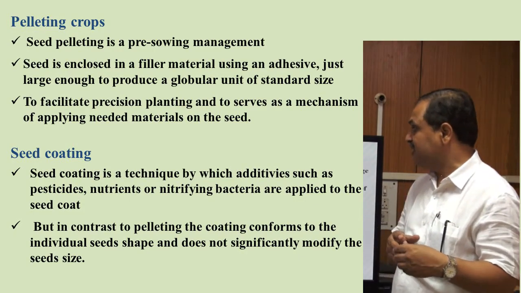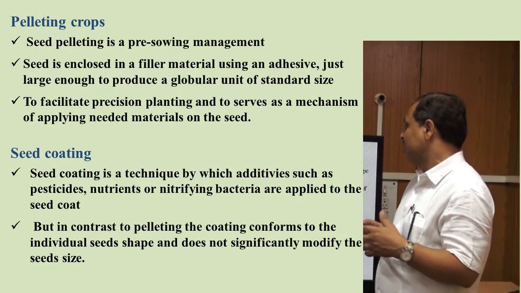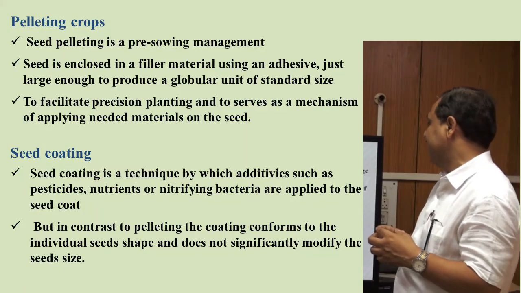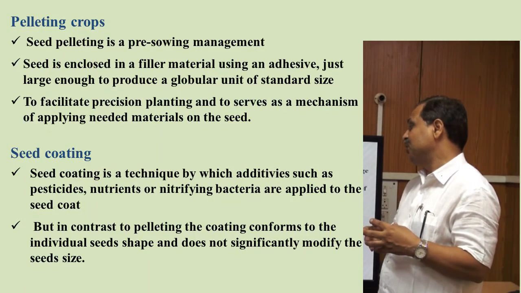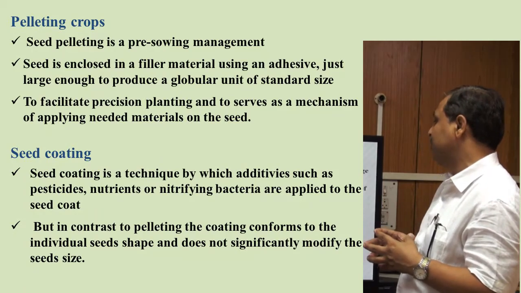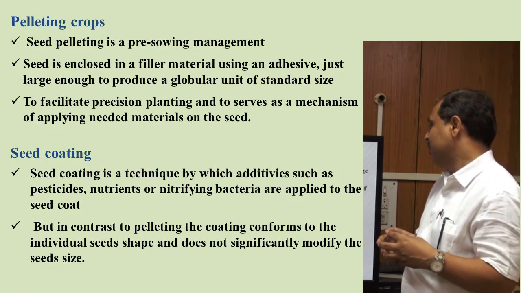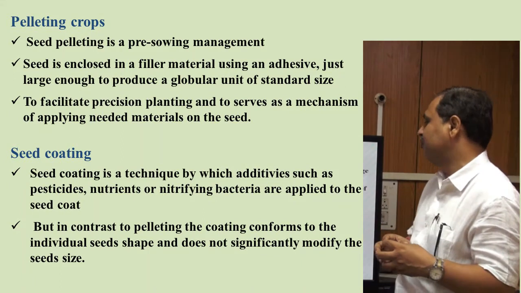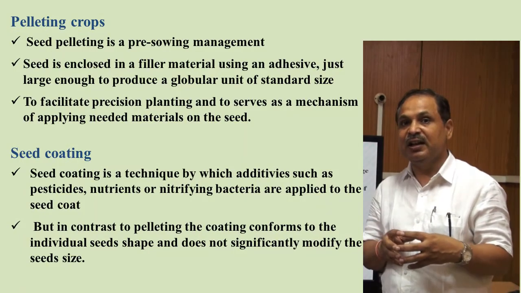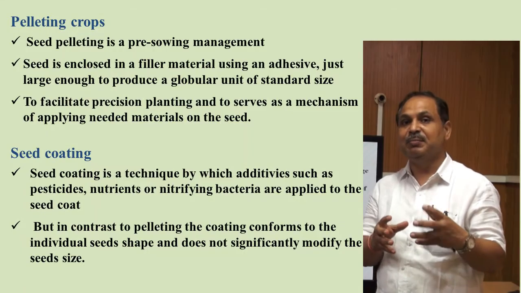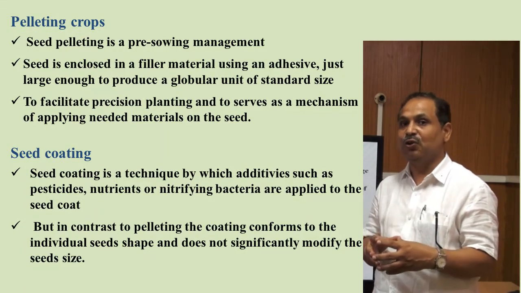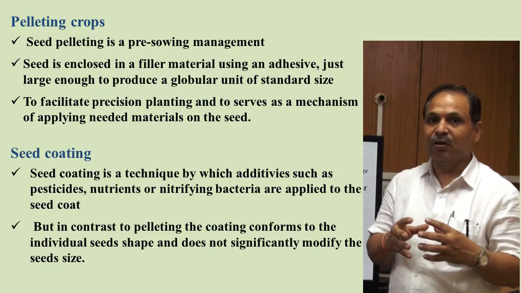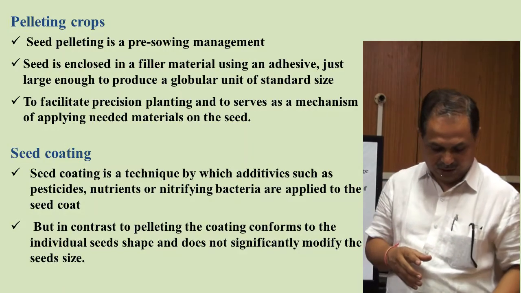And another one is seed coating. These two are very common, but the difference is that seed coating is a technique in which additives such as pesticides, nutrients or nutrifying bacteria are applied to the seed coats. In contrast to pelleting, the coating conforms to the individual seed shape and does not significantly modify the seed size. The coating is done in such a way that the size of the seed is not increased, whereas in seed pelleting, the seed size is increased for the standard size of planting.